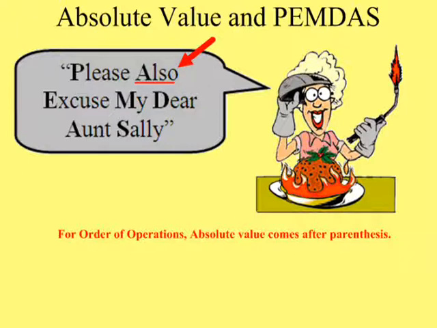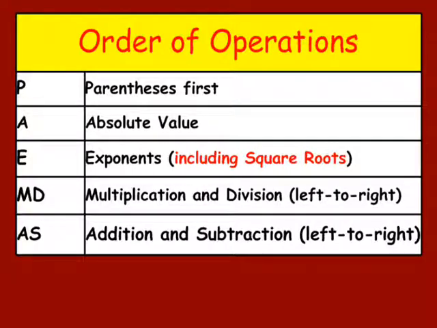So you remember the expression, please excuse my dear Aunt Sally. Well, we're going to add absolute value to this. Please also excuse my dear Aunt Sally. So you would always do parentheses first, then you're going to do absolute value, then you would do exponents, then remember multiplication and division are equals, and so are addition and subtraction. So this is actually pretty easy.